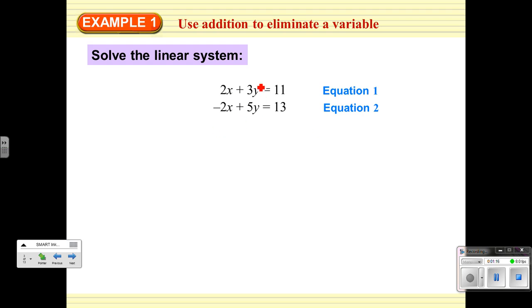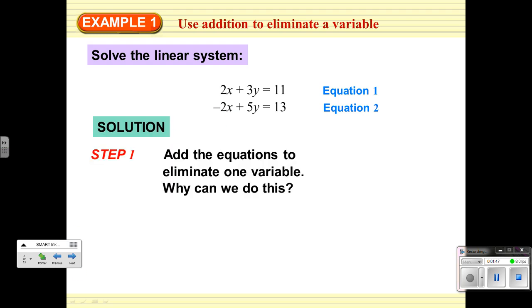But we can also add entire systems. So we can basically draw a line right here, and we can add these equations together. We have x's, we have y's, and we have constants. As long as we have the like terms lined up, we can add vertically. What we notice here is we have a positive 2x and a negative 2x. If we add those together, our x variable will add to 0. So a positive 2x and a negative 2x basically add to 0x.